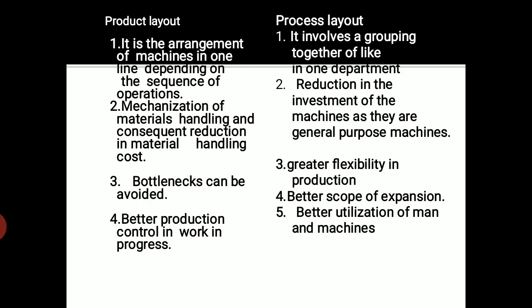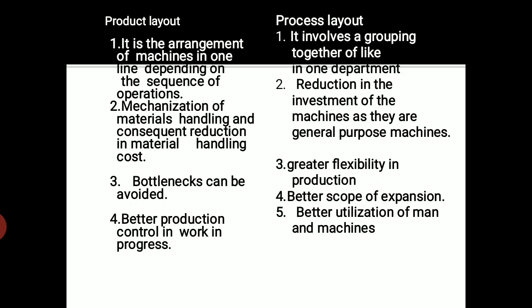It is the arrangement of the machines in one line depending on the sequence of the operation. What is important in the first advantage that we get is that we can follow the sequence, though it is a combined layout, right? Number 2, what is the next advantage or merit of product layout? Mechanization of material handling and consequent reduction in material handling cost. That means we can have the mechanization done, we can use conveyor belts, maybe electronic trolleys, for material handling. And with that we can reduce the material handling cost. That's the second advantage of product layout.